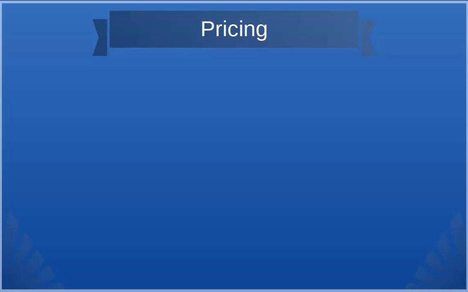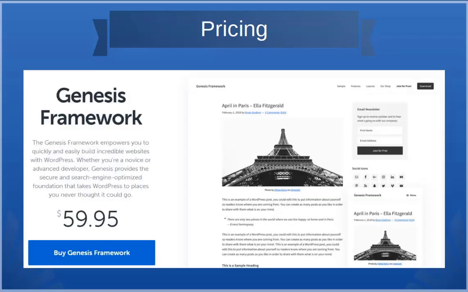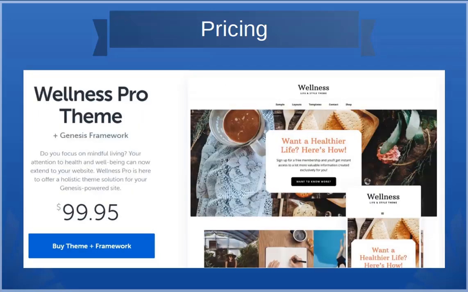Now let's talk about pricing. How much is it going to cost you to actually get into this? Well, if you buy the base Genesis framework with that theme, that's going to run you $60, again, as of the time of this recording. If you get one of the other themes in their library, that will run you $100 to $130 depending on what you want.